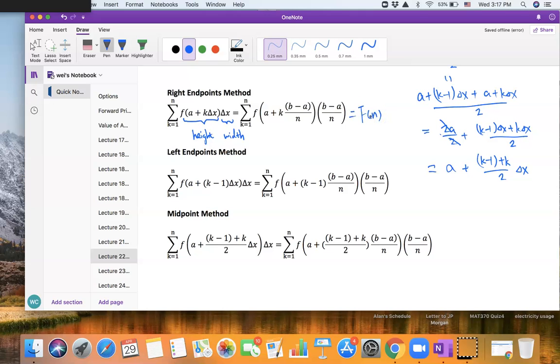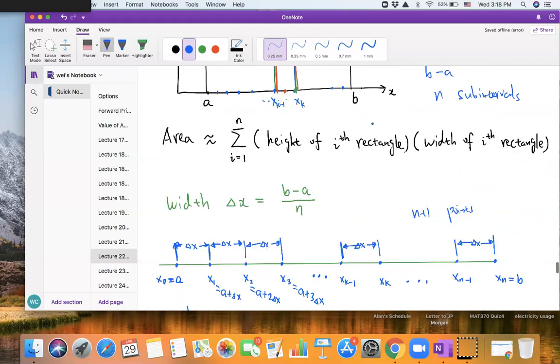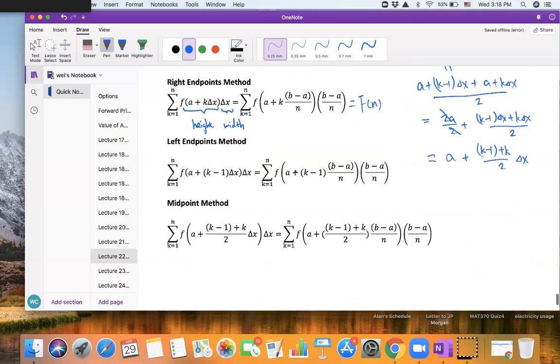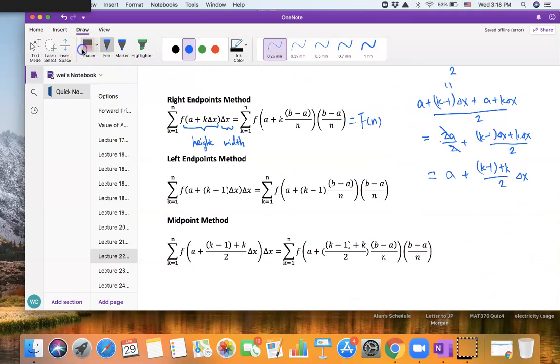Next, to find the exact area of the bounded region, like what I did in the previous video, we take the limit of this term as n approaches infinity, and that will give us the exact area of this bounded region. So right now, these are the formulas for using each method.